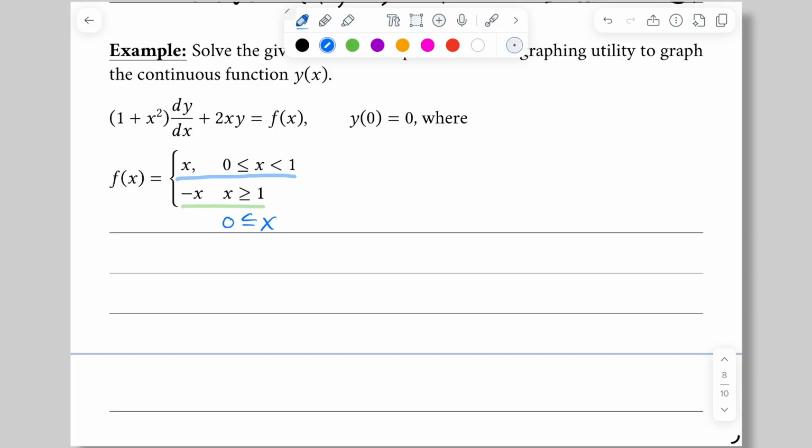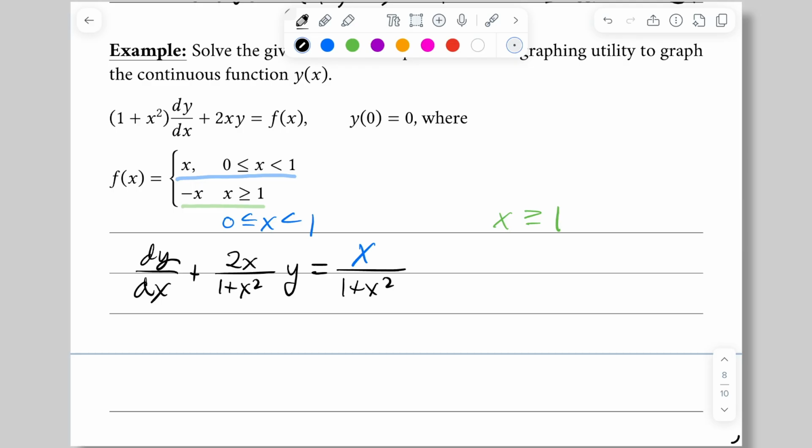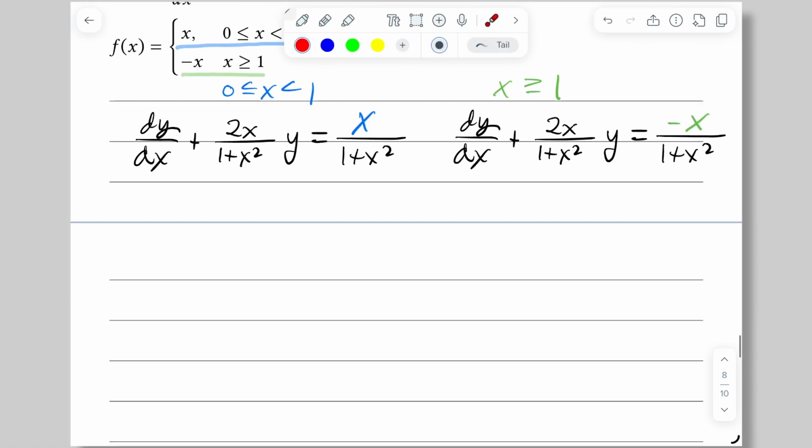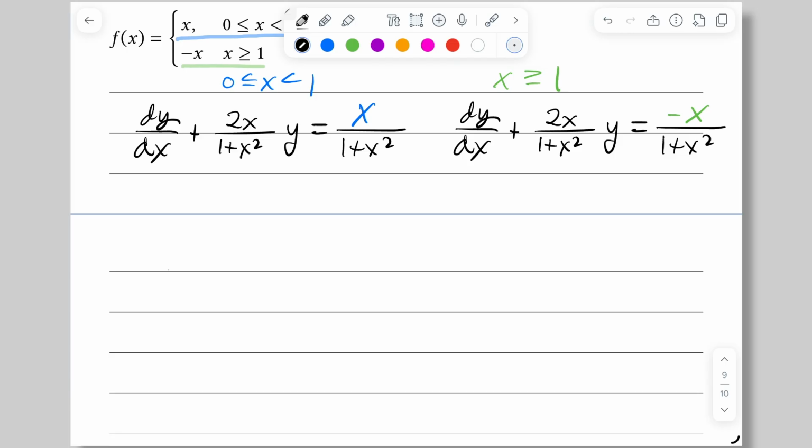And in a case like this, we end up having to deal with the differential equation twice. Once on the interval for x between 0 and 1, again inclusive at 0, and once on the interval for x greater than or equal to 1. In both cases, we need the equation in standard form, so we've got dy/dx plus 2x over 1 plus x squared times y is equal to, and in the case of the first interval, the right-hand side is x over 1 plus x squared. And in the case of the second interval, we have negative x over 1 plus x squared. Since the left-hand side is the same for both, we get the same mu.